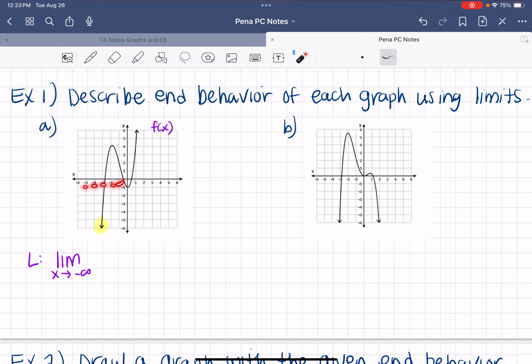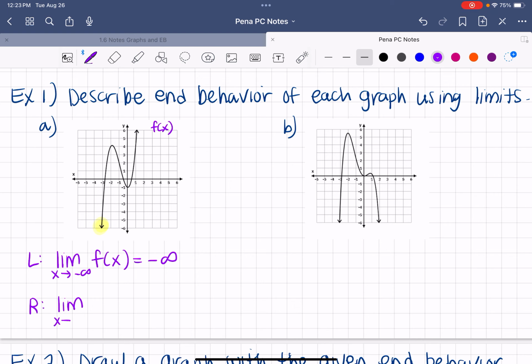So see how those x's are getting smaller and smaller? The function, so f of x, is going down. So the y values are getting smaller and smaller, so negative infinity. Okay, and then for the right side, the limit as x goes towards positive infinity. So again, look at those x's, they're getting bigger and bigger. F of x equals, so when I look on the right side, this graph is pointing up. So positive infinity. That's what describes the end behavior of that graph.